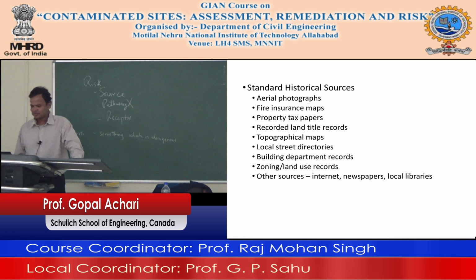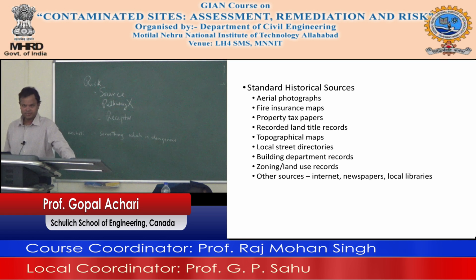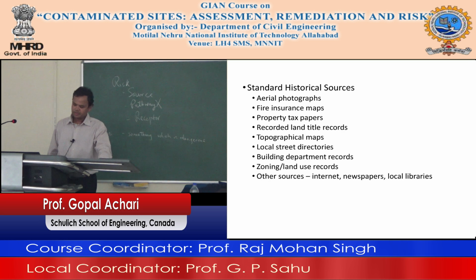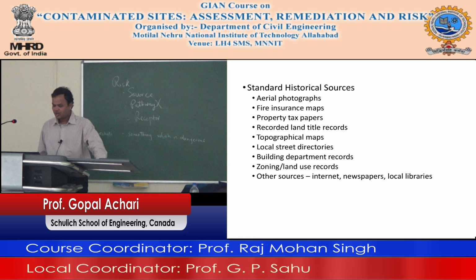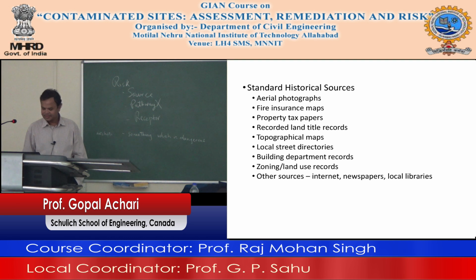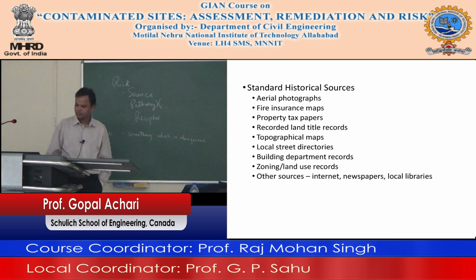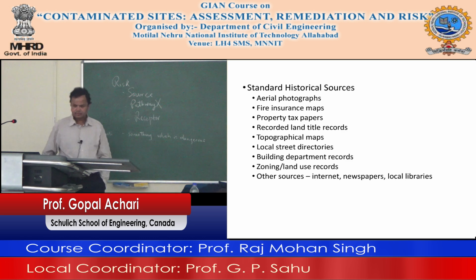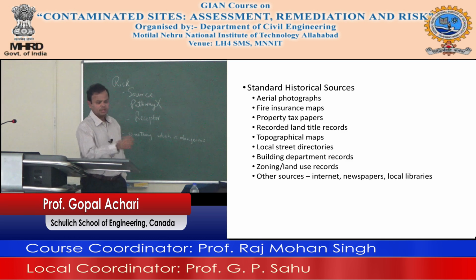Fire insurance maps we talked about. Property tax papers. Okay, like if the property tax is determined based on the use of that place. Recorded land titles record. Who owns the place? Topographical maps. Local street directories, building department records, zoning, land use, things like the insurance guys.